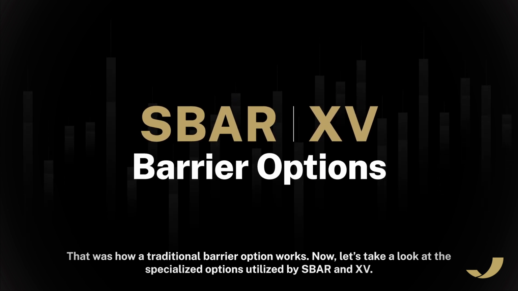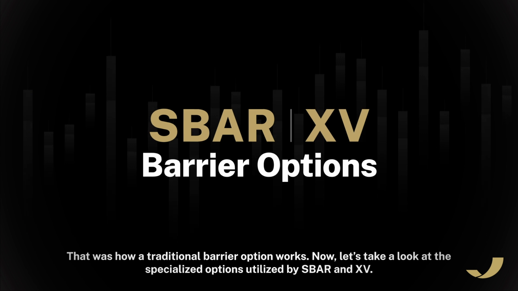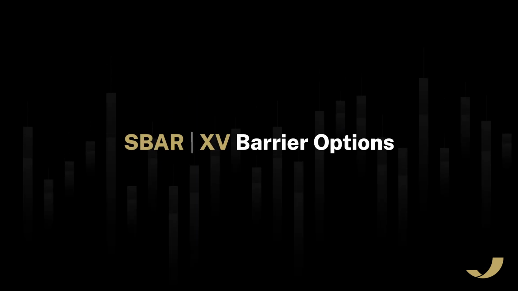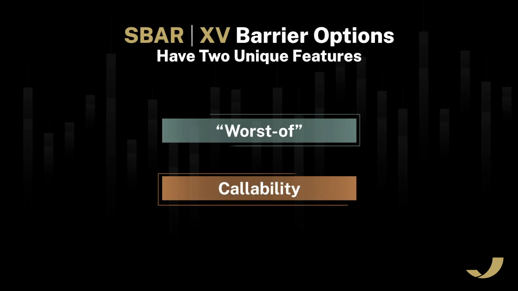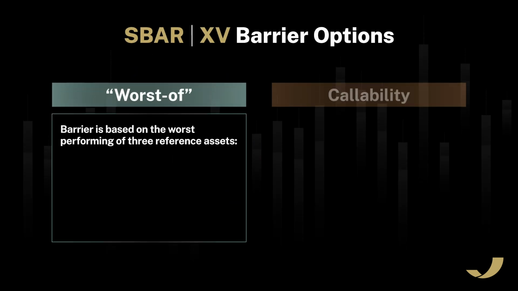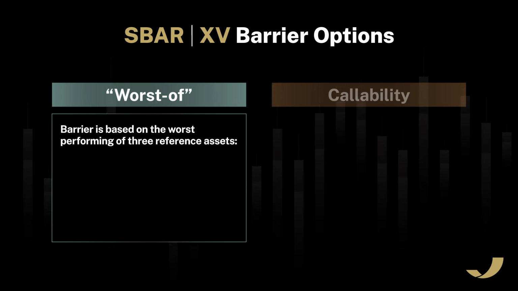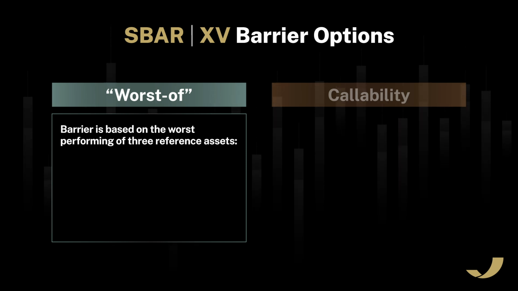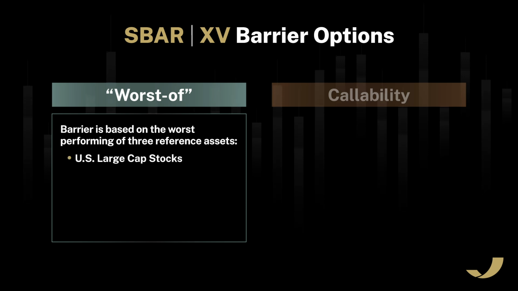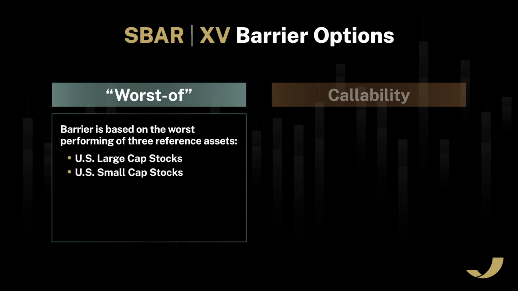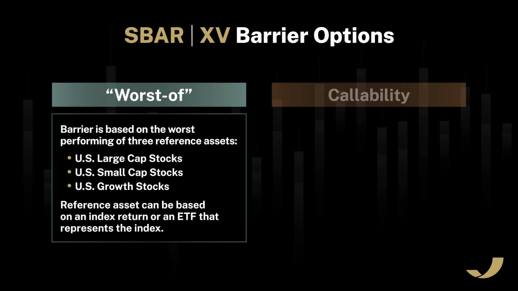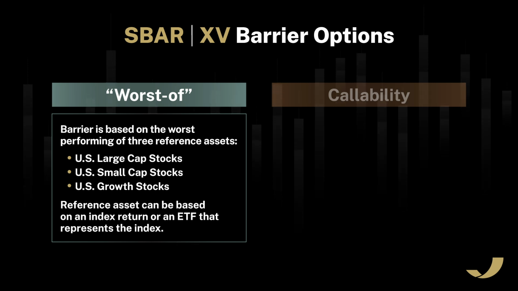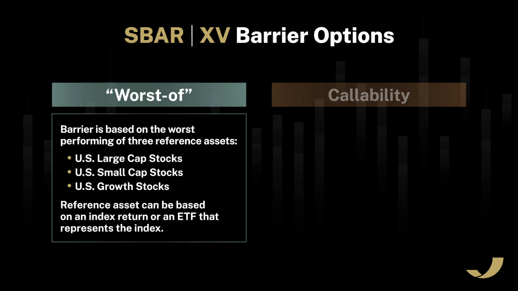Now let's take a look at the specialized options utilized by SBAR and XV. SBAR and XV's barrier options have two unique features: worst of and callability. Worst of means that the barrier level is based on the worst performing of three underlying reference assets: U.S. large cap stocks, U.S. small cap stocks, and U.S. growth stocks. The reference asset can be based on an index return or an ETF that represents the index.